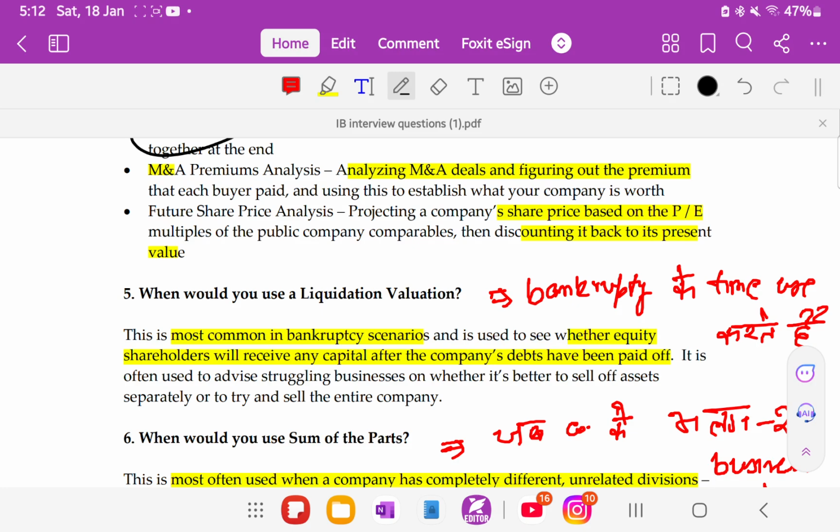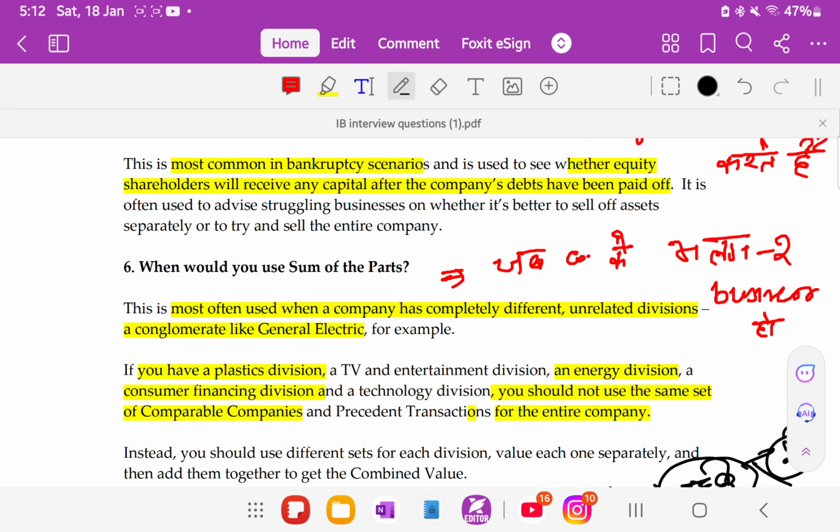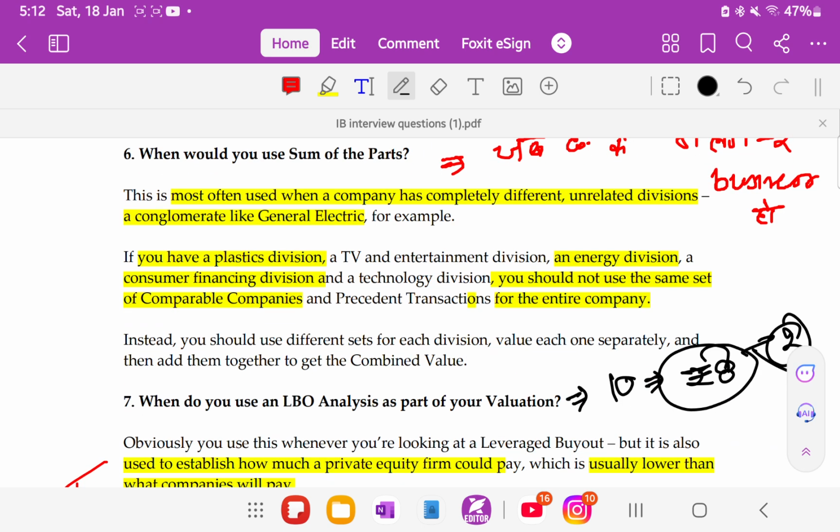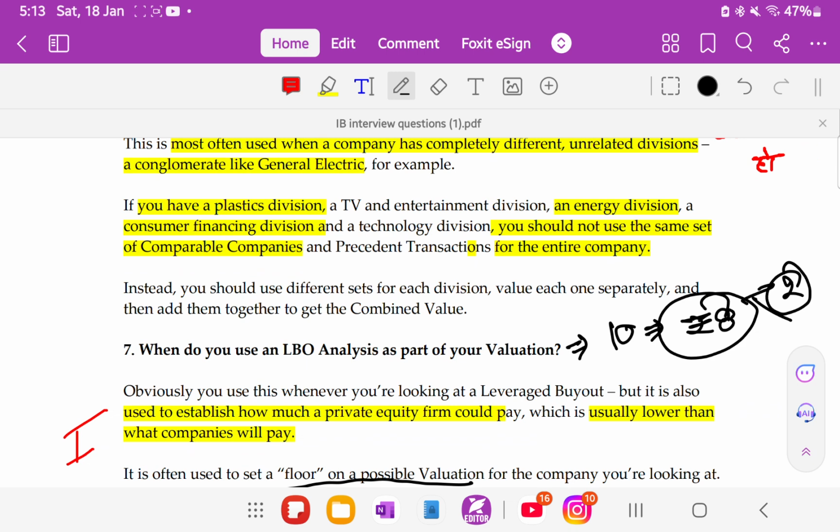When do you use the sum of the parts method? It's most often used when a company has completely different or unrelated divisions, like a conglomerate such as General Electric. Or say Reliance wants to value its business. Reliance will value the Jio business separately and the petrochemicals business separately, because they have different multiples, and different precedent and comparable transaction analyses as well. So you should use a different set for each division, value each one separately, and add them together to get the combined value.